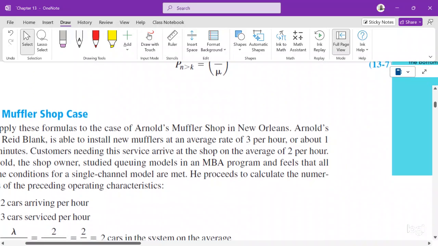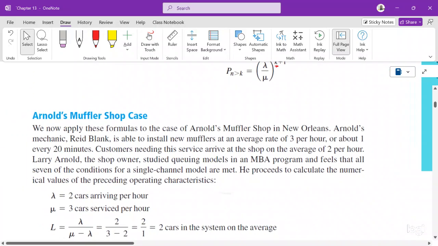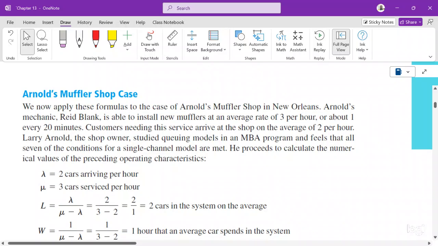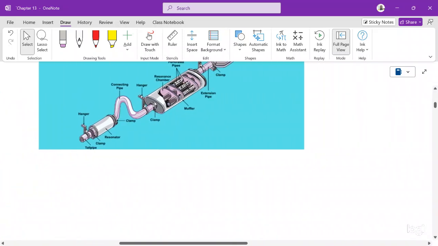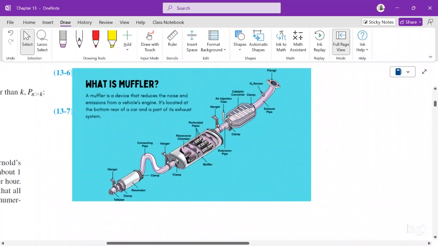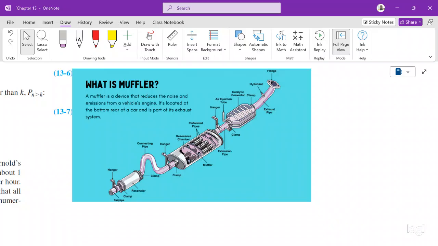All right, so now we're going to the first example. Arnold's Muffler Shop, ne? The case. We might not know what a muffler is. First of all, this is a muffler. A muffler is a device that reduces the noise and emissions from a vehicle engine. It's located at the bottom rear of a car and is part of the exhaust system.